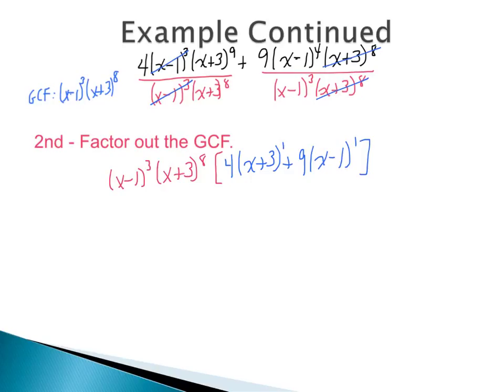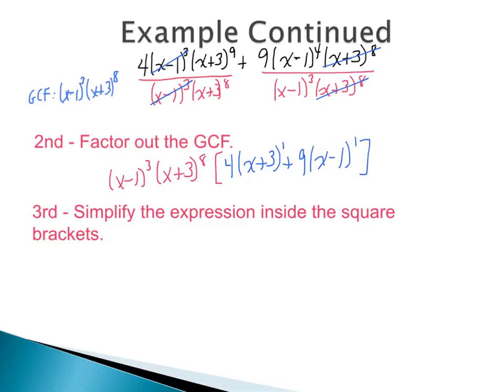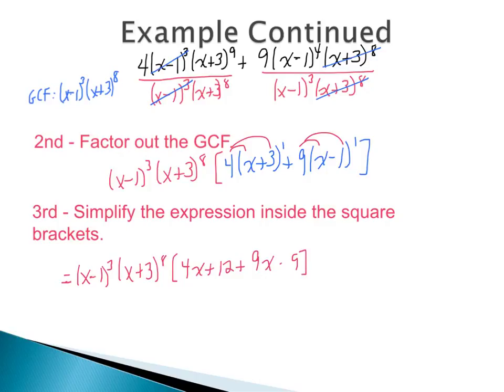Our next step then is to simplify what's left inside of our square brackets. So our greatest common factor of x minus 1 to the third, x plus 3 to the eighth will stay. Inside, x plus 3 to the first is the same thing as x plus 3, which means that we can distribute the 4. So that makes this 4x plus 12. Then plus, distribute the 9, you're going to end up with 9x minus 9.